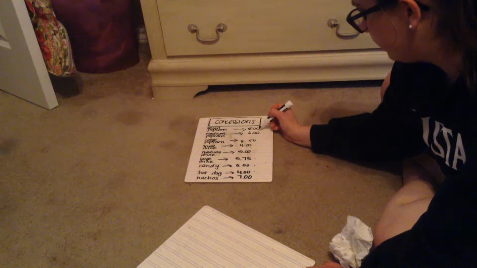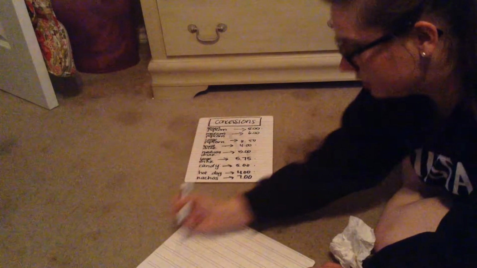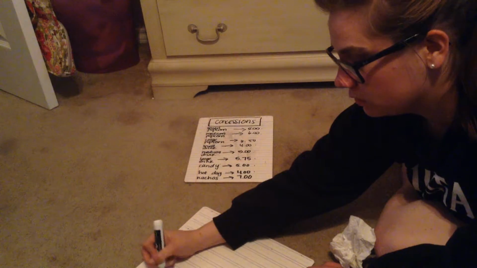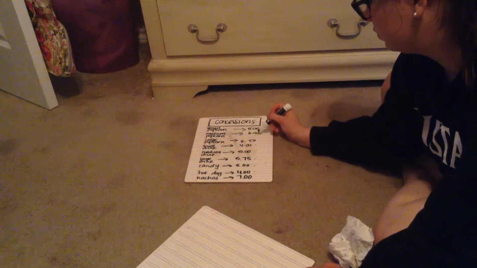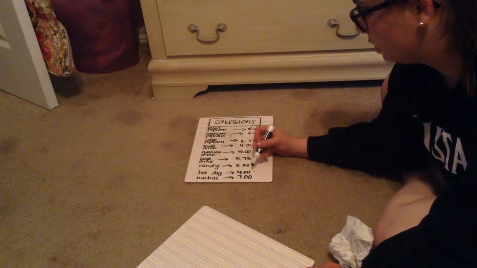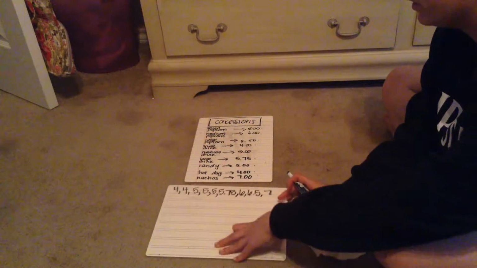So we'll go through, and now we'll look for 6, and we have one 6, a 6.50, and our last number is a 7. So we went ahead and we put our prices in order like so.